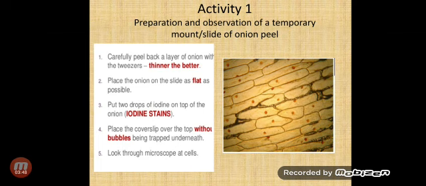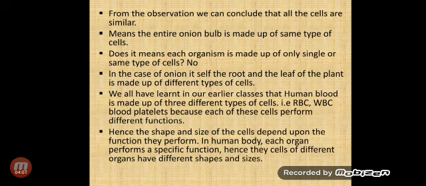When we observe it through the microscope we can see the observation as shown in the picture on the right side: we will be able to see several compartment-like structures of similar size and shape with a dark spot in each compartment. From the observation we can conclude that all the cells are similar, which means that the entire onion bulb is made out of the same type of cell.